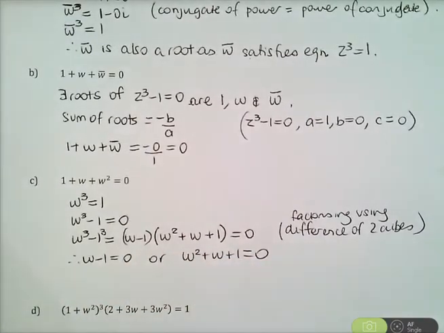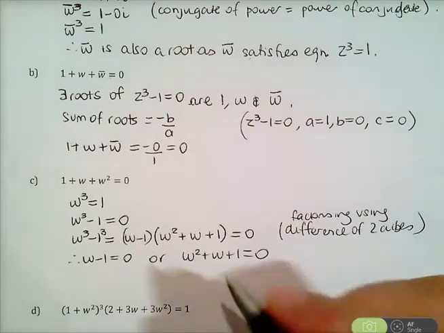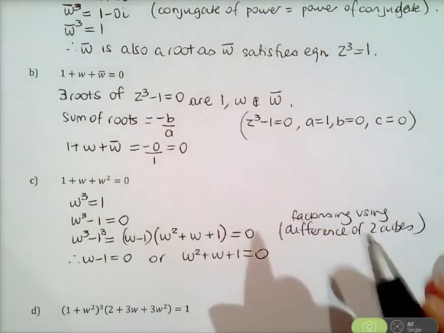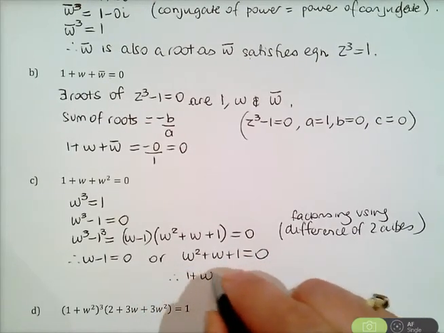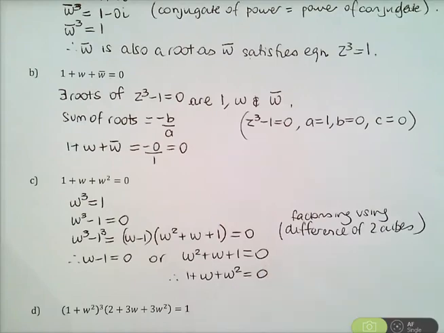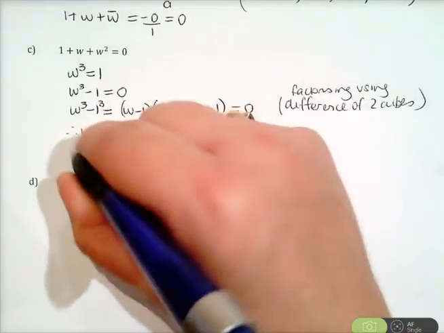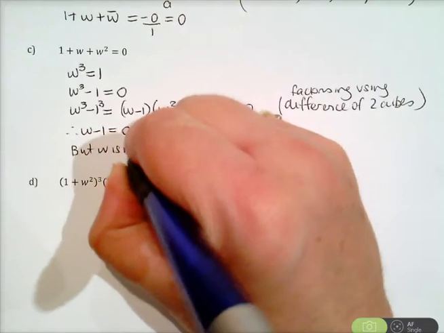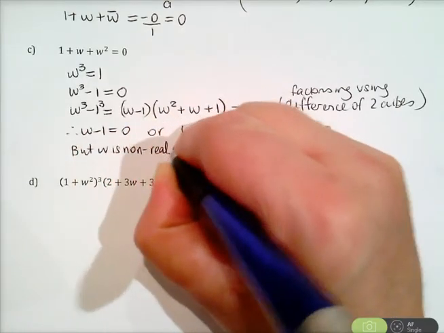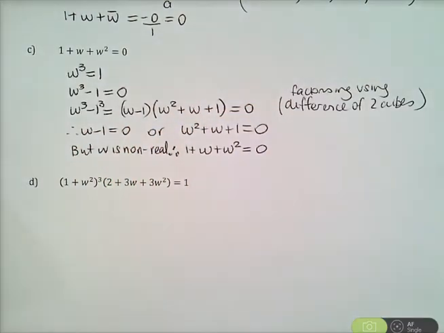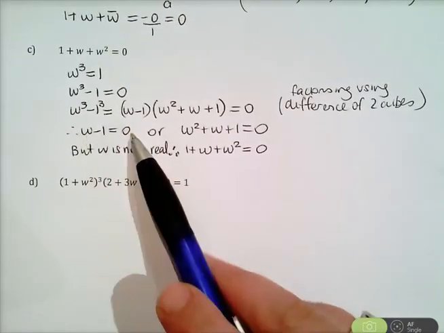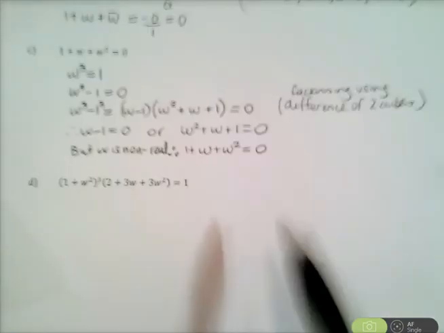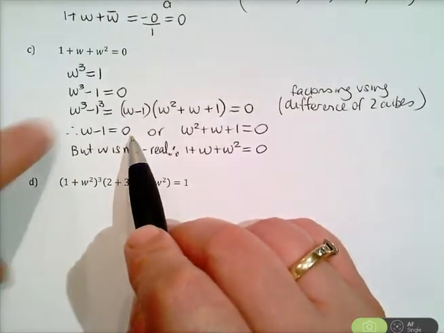Now just going back to the question, sorry for this, because we know that w is non-real, we can just say this result, that 1 plus w plus w squared is equal to 0. So I'll just write there, but w is non-real, so therefore 1 plus w plus w squared is equal to 0. The reason we're saying this is that if w equals 1, that means w is real, so I can't write that w equals 1 here, all right?